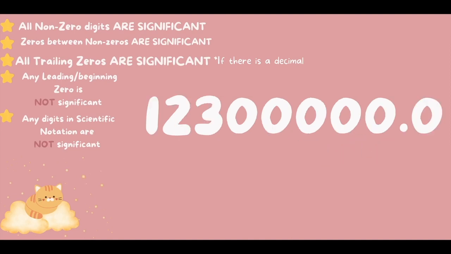Next, we have this very large number. How many significant figures are present here? We have 9 sig figs here. So 1, 2, and 3 are all non-zeros, so they're automatically counted as sig figs. And then all of the zeros after 1, 2, and 3 are counted because there is a decimal point here in this larger number.